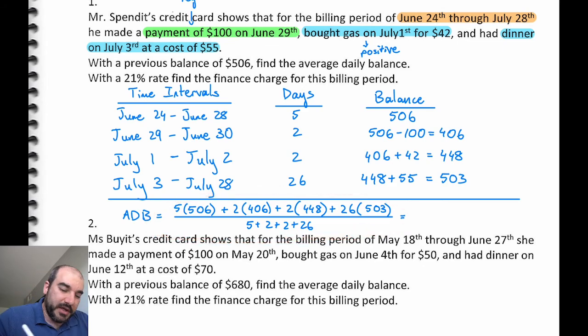But if we were to do this on a calculator, we end up getting 17,316 divided by 35 days we're in this billing cycle, which comes out to be, in dollars, 494.74.